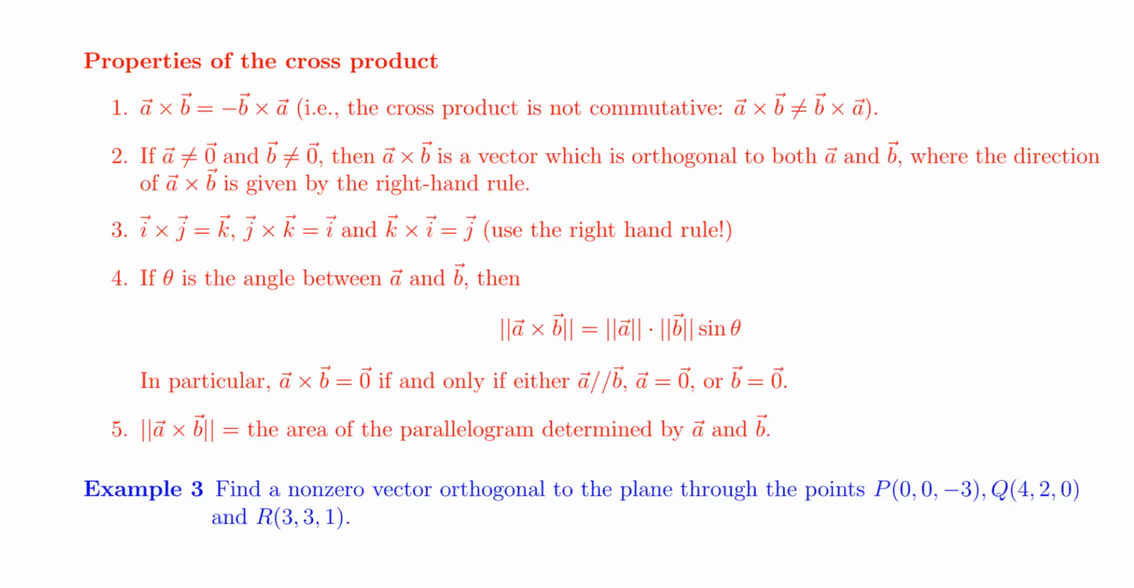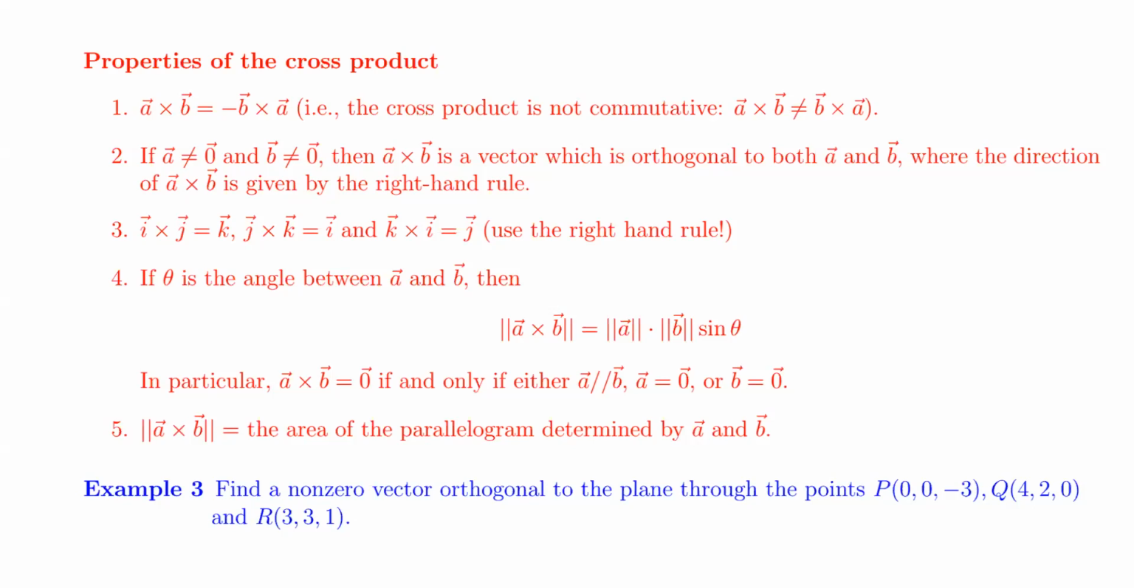And in particular, that means that the cross product of A and B is 0 if and only if either A is 0, B is 0, or A is parallel to B. Why would that be the case? Well, if A is parallel to B, that means the angle between them is either 0 or pi. But if the angle between them is 0 or pi, notice that the sine of 0 and the sine of pi are both 0.